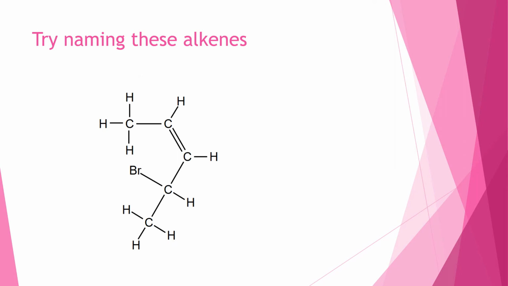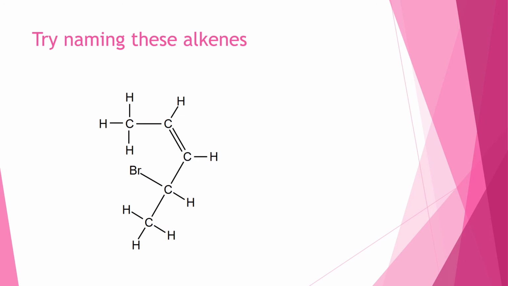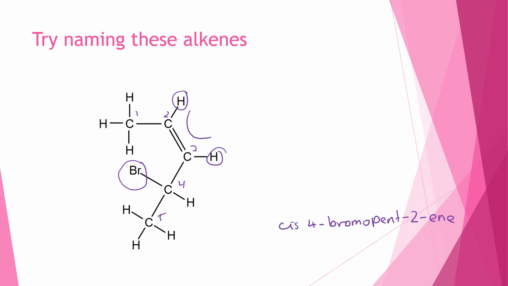Try naming this alkene, stop the video and have a go. Okay, so we need to number so that the double bond is in the lowest position. 1, 2, 3, 4, 5. So it's a pent. And the carbon-carbon double bond is on carbon 2. So pent-2-ene. I can see I have a bromo, which is a functional group in prefix, and that's on carbon number 4. And now I'm checking for cis-trans isomerism. And I've got a hydrogen and hydrogen here. It's going to be a cis isomer.